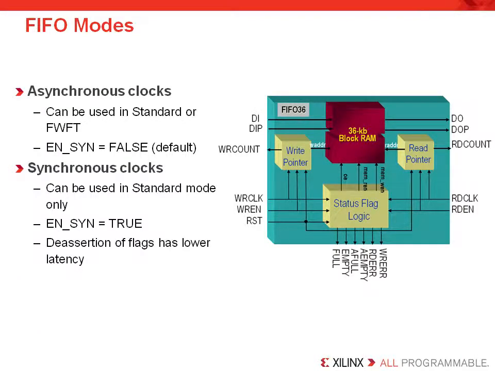The FIFO supports the use of asynchronous clocks, which supports a standard or first word fall-through mode. This is selected by choosing the core's attribute of enable synchronous defaults, which is the default setting. Now the synchronous mode can be used in standard mode only. This allows deactivation of the flags, which enables lower latency. So it's up to you to decide how you want to program this FIFO. Note that neither mode requires any additional logic, and all of this can be assigned via the core generator when you build your FIFO there.